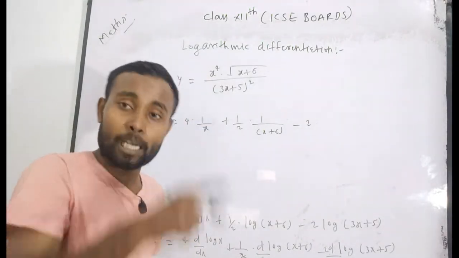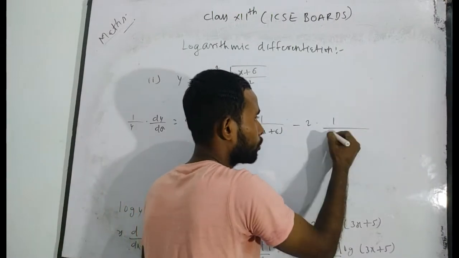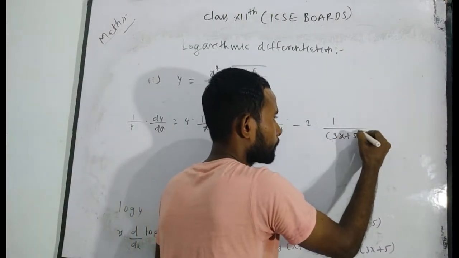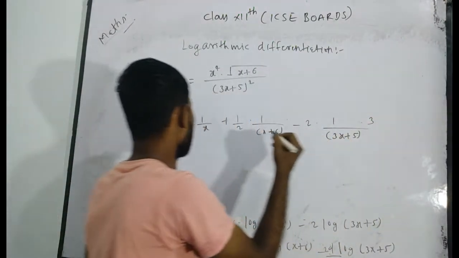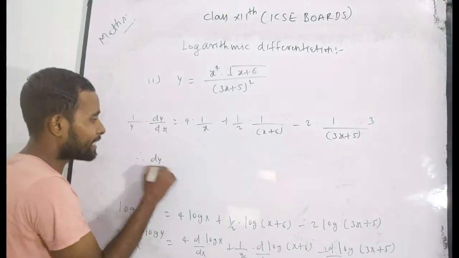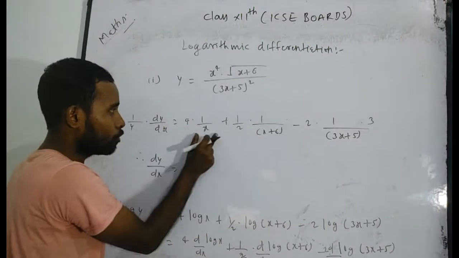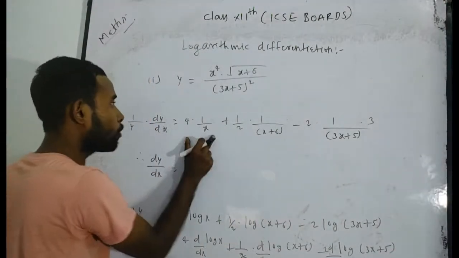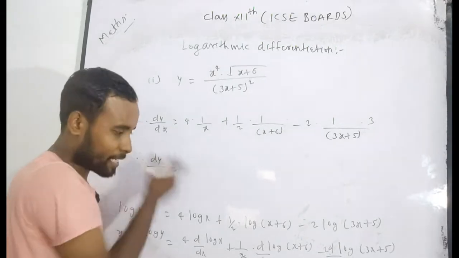Firstly, write here the derivative of log 3x plus 5 with respect to 3x plus 5, which will be 1 upon 3x plus 5, into the derivative of 3x plus 5 with respect to x, which will be 3. Have you understood? So, dy/dx will be, it will go in the numerator of this expression. When it goes to the right side, definitely you will put its value, as in the previous problem.